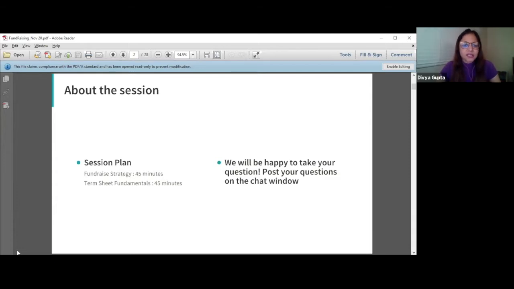So this will be an overarching strategy plan on how you should fundraise, how you should prepare your deck, who you should reach out to, what your overall plan should be, and what your business should look like when you go to fundraise in the market. And do you really need to raise funds to start with? We'll cover overall strategy in the first 45 minutes, and then go into term sheet fundamentals in the next 45 minutes.